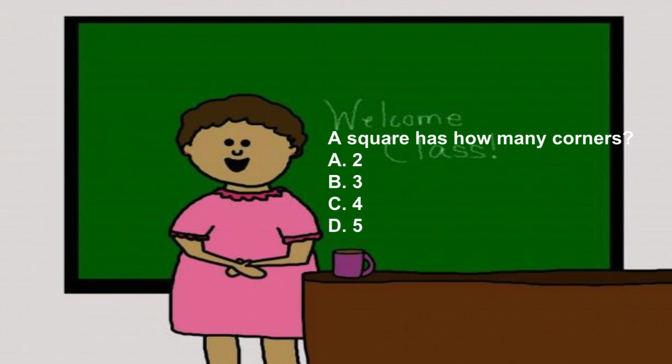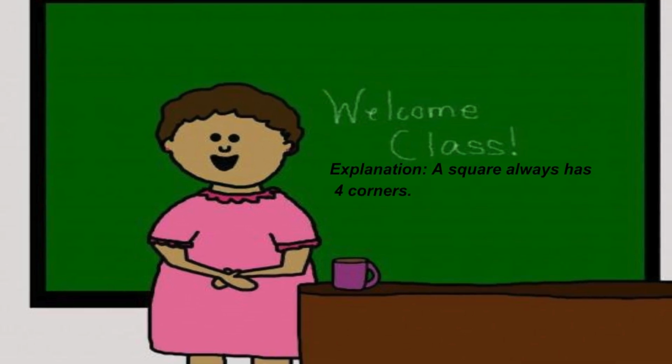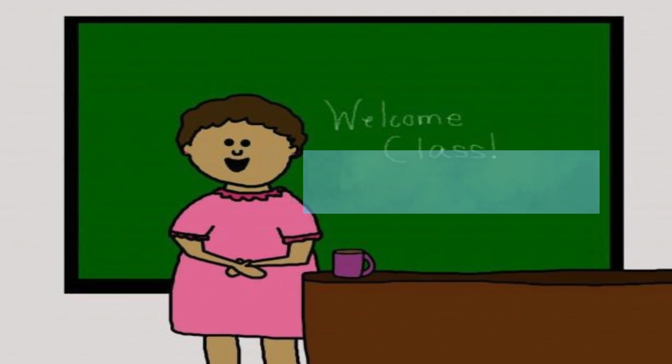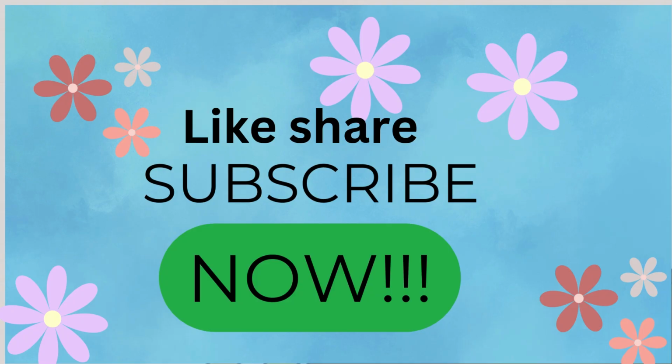A square has how many corners? 2, 3, 4 or 5? It has 4 corners.